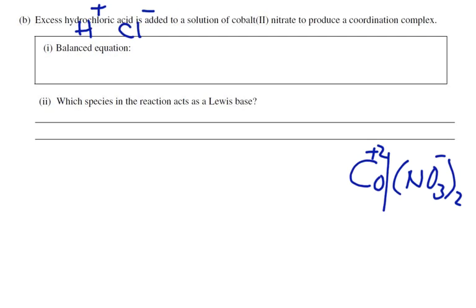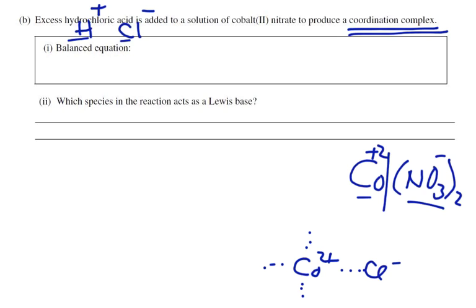So the first gut reaction one might have is to say, well, let's do double replacement: H with the nitrates, and Co with the Cl minuses. But that doesn't really give us a reaction. Plus, they tell us right here it's a coordination complex. So that means we've got the positive ion in the center, and because it's 2+, we'll put 4 ligands. And what are those ligands? The ligands are the chlorides.